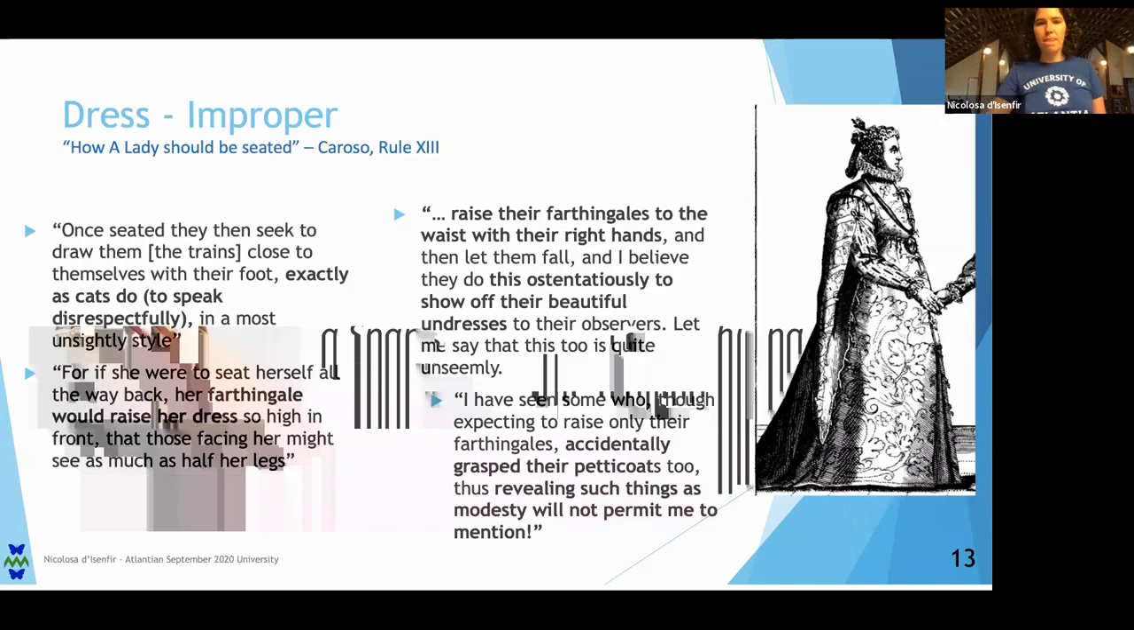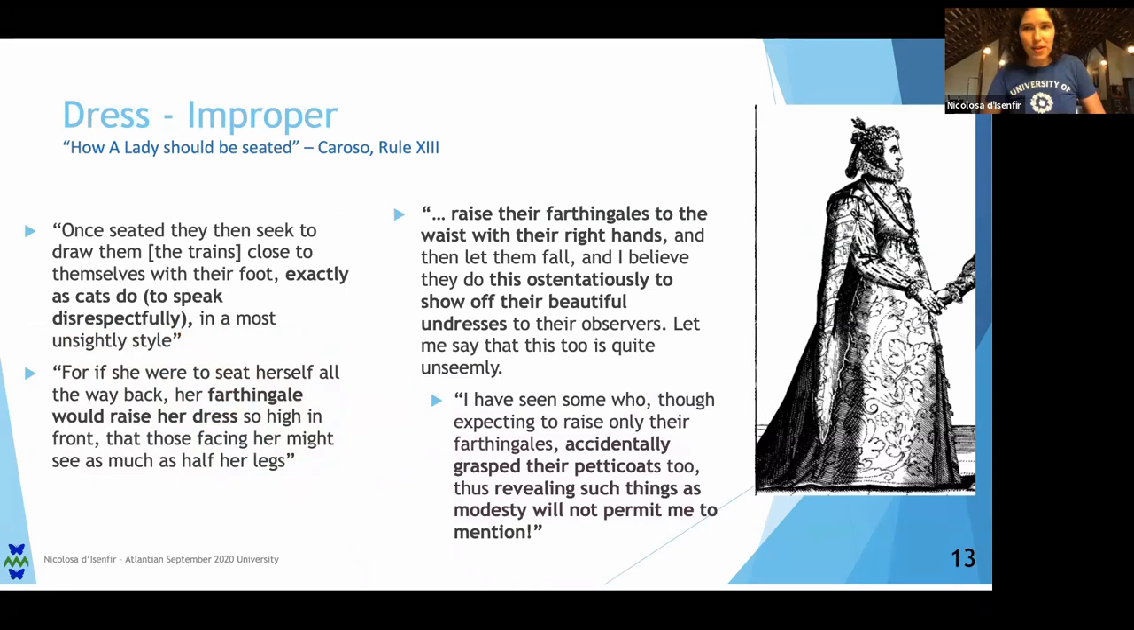How to dress properly, and I see some of my locals on here, they will love this. There are improper ways to wear the dress. I've once again given you a picture of a dress so you can imagine how big it is. We've got our farthingale out, we've got a nice long train.